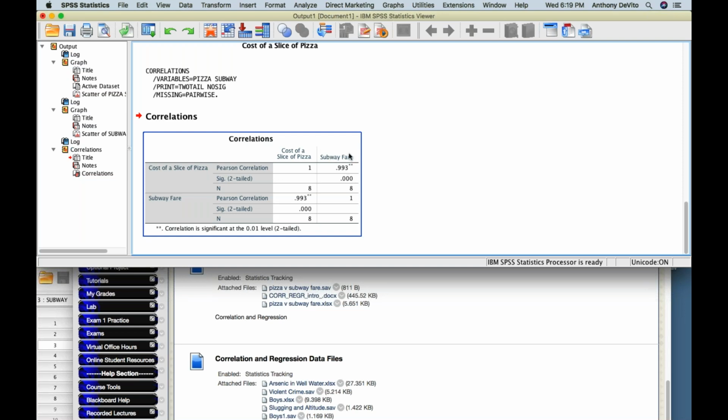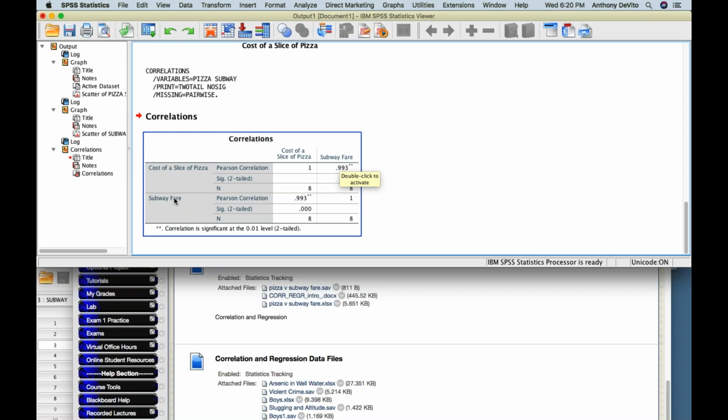So that's our Pearson's correlation. That value, that 0.993, you won't see too many quite as good as this. Remember, this is kind of fabricated data, right? You won't see too many like this. That number represents the strength of the association, whether it's positive or negative, right? In the meantime, notice how it does it both ways. It compares the cost of a slice of pizza to the cost of a slice of pizza. Well, it's the same thing, so the correlation is 1. It's perfect. Cost of a slice of pizza to the subway fare, well, it's a very strong association.